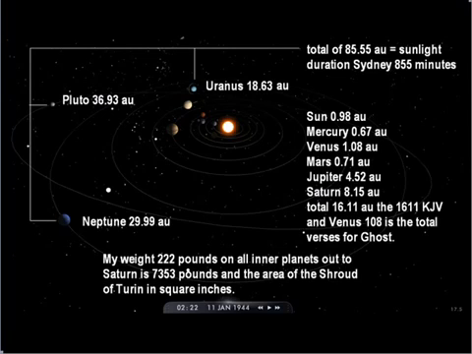The Sun at 0.98, Mercury at 6.7, Venus at 1.08, Mars at 7.1, Jupiter at 4.32, Saturn at 8.15, total 1611, 1611 Bible. The Venus 108 is a total verses for the word ghost, and that's the wife. That's the 11th of January 1944. So add these three up independently, and you get that date, time in astronomical units. You can measure at the speed of light, and then back in time at the speed of light to June the 17th, 2 BC.